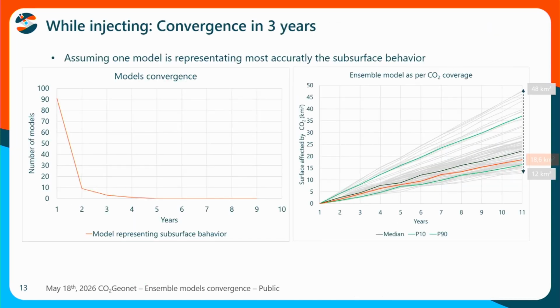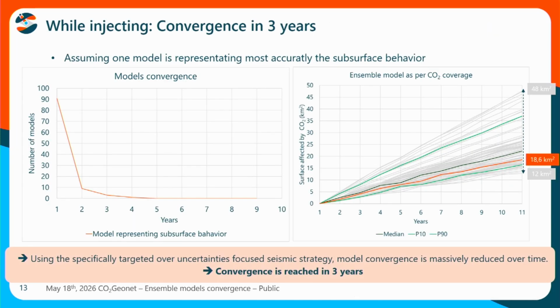If we just take the image from the beginning, you had an uncertainty between 12 and 48 square kilometers. Well, at year 3, so 7 years before the end of injection, you know already that the extent of the CO2 plume will be about 18 square kilometers. But that's for one model. So let's see what we could do pre-injection, how we could use this ensemble model to support the permitting process.